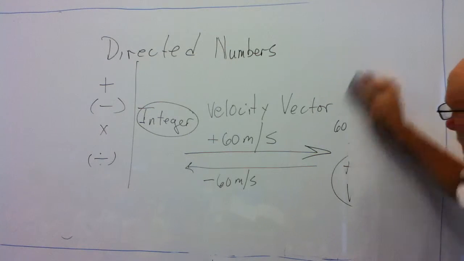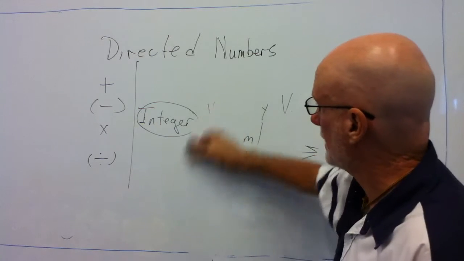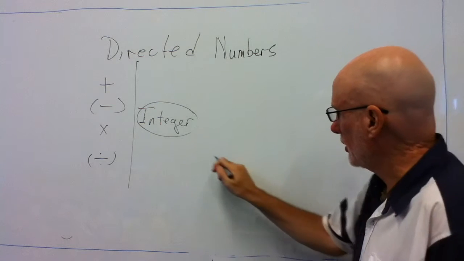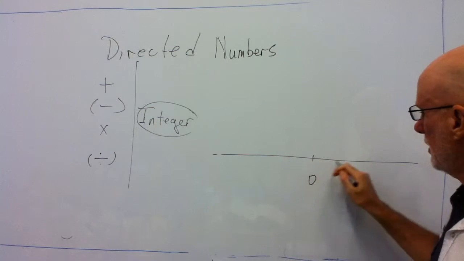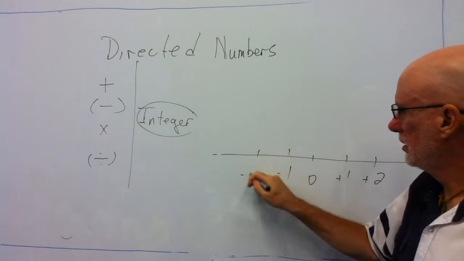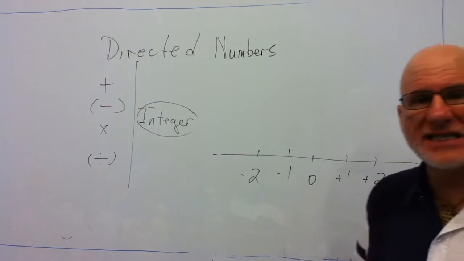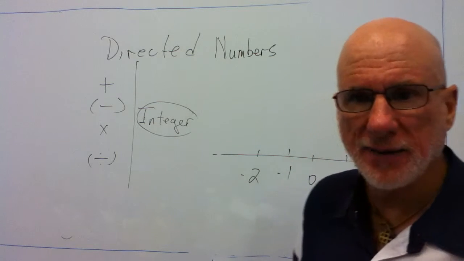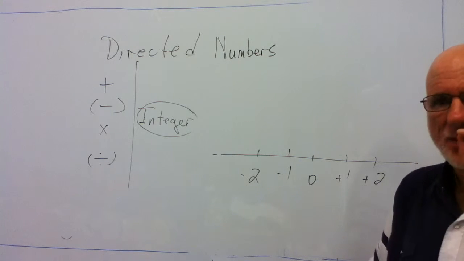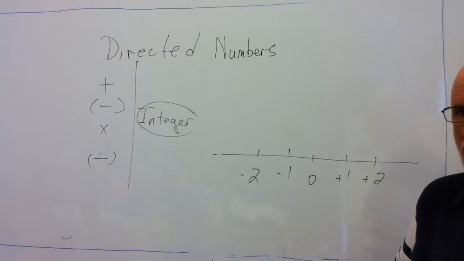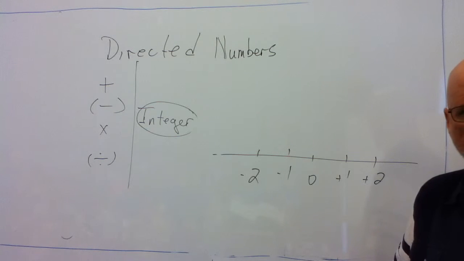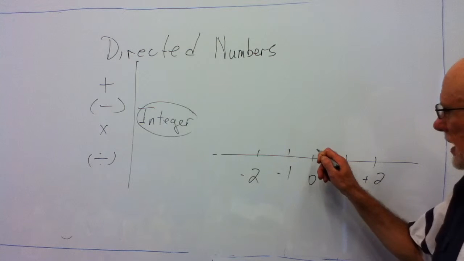Velocity. Now you can have something in terms of directed numbers. You can have something very simple. You could look at a number line: 0, positive 1, positive 2, negative 1, negative 2. What's the distance between 0 and negative 2? What's the magnitude? I didn't say the direction. What is the distance between 0 and negative 2? 2. That's right.